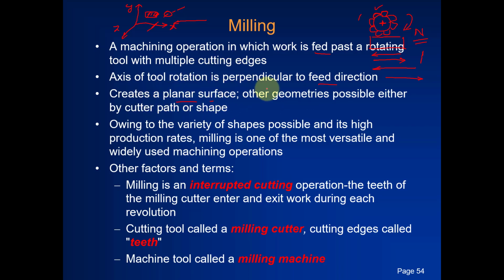After the milling operation is performed, it produces a planar surface. It creates a plane surface, because if you see this simple workpiece, for example a rectangular workpiece, and you want to flatten this surface, you can perform the milling operation. So one of the shapes produced by milling operation is the planar or flat surface. Other geometries are also possible, either by cutter path or shape.